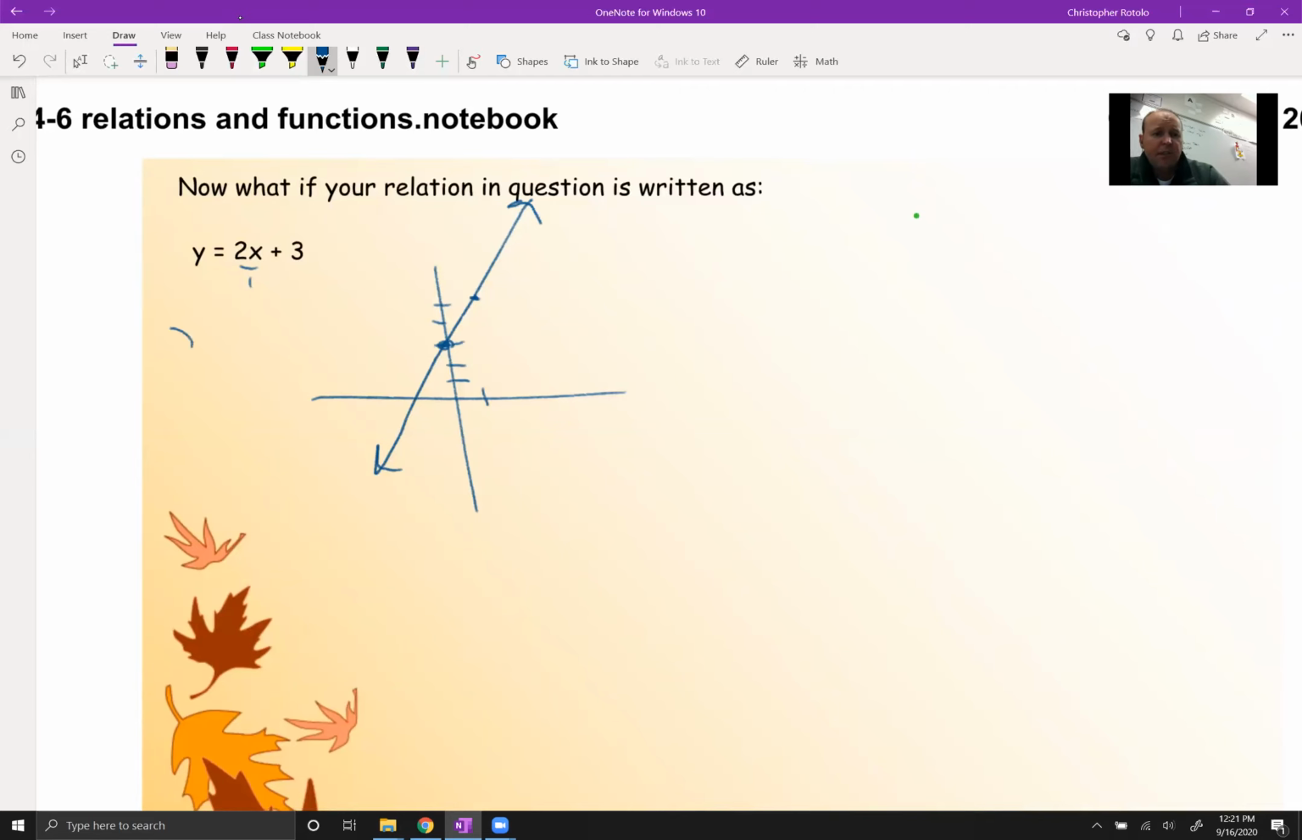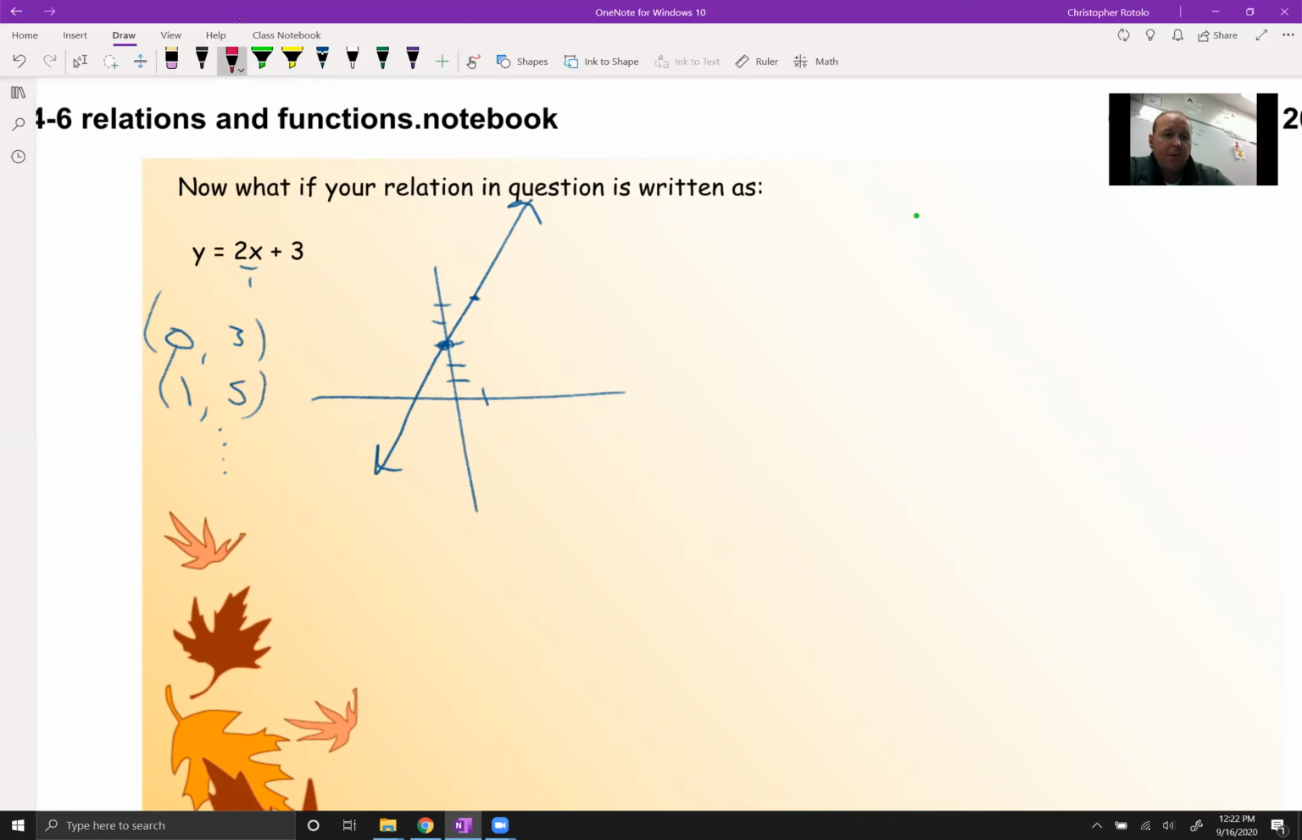Because I could simply say I'm going to plug in 0 and get 3. If I plug in 1, I get 5, dot, dot, dot. But I have to go through all the ordered pairs. That seems like it's going to take a long time. I would like a second way to do this. So to do that, we're going to graph it. Or we'll take a look at the graph if we already have a graph.